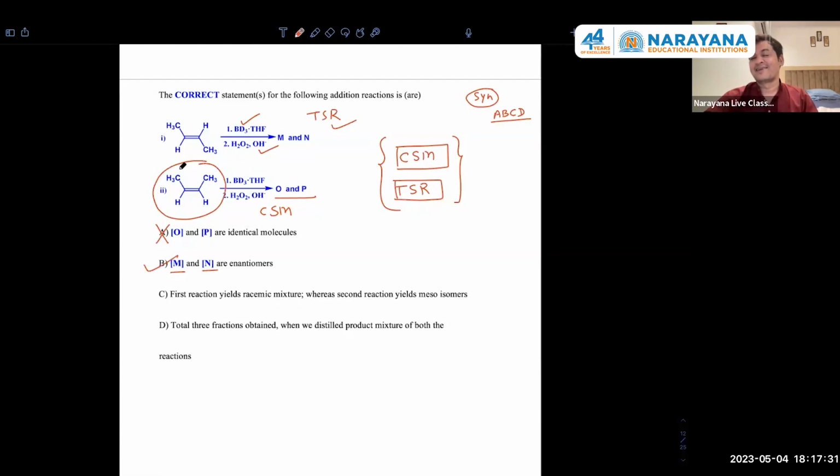Are you getting my point? This will also give racemic. First reaction yields a racemic mixture. Second gives meso. Total 3 fractions obtained? No, only 2 fractions you will get. Enantiomeric pair, 1 fraction, because an enantiomeric pair comes out at the same boiling point. So only 2 fractions you will get. That is also wrong. Only option B is correct.